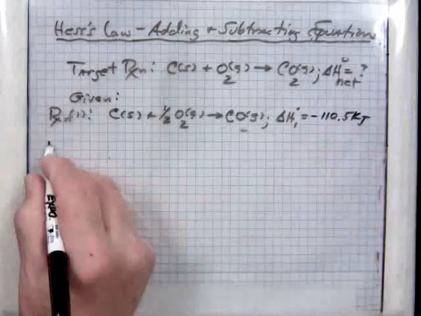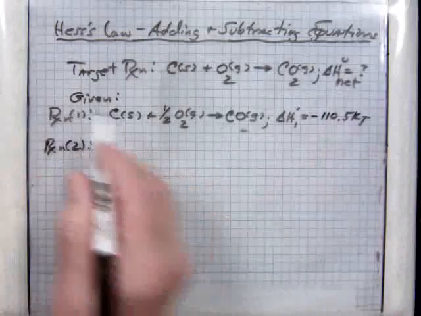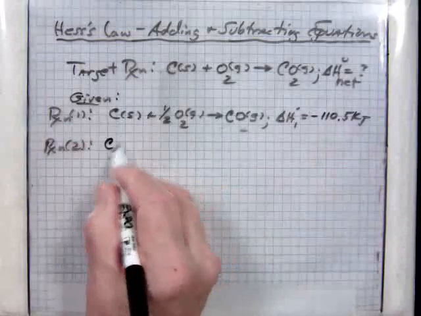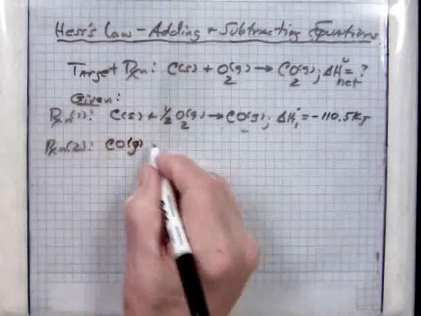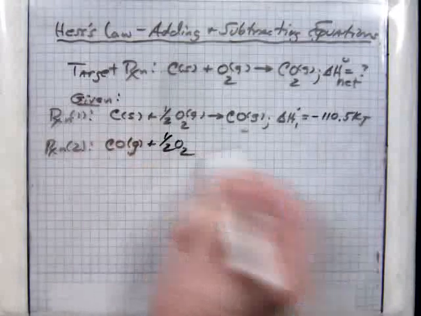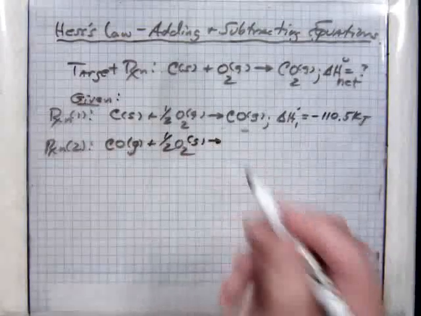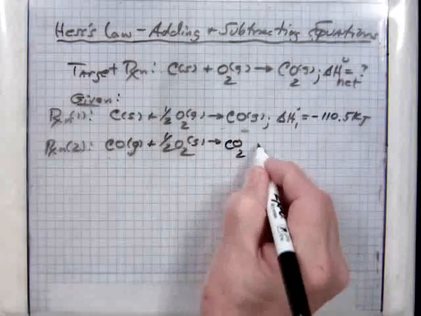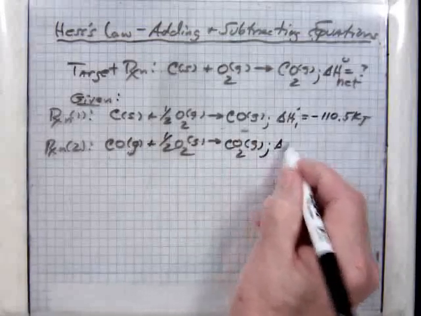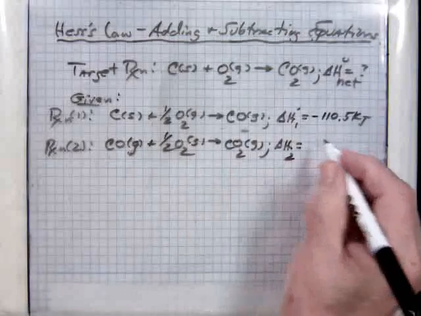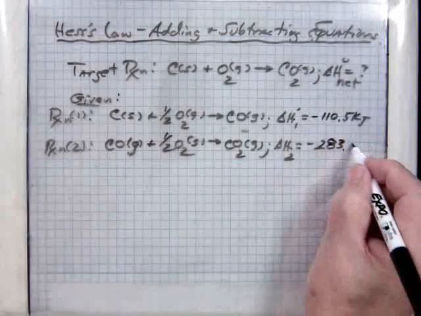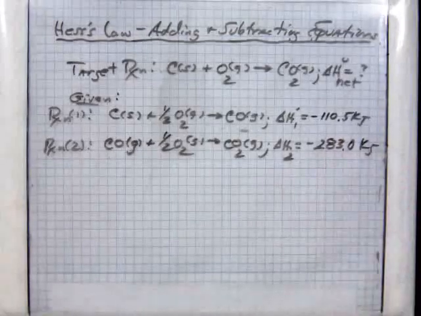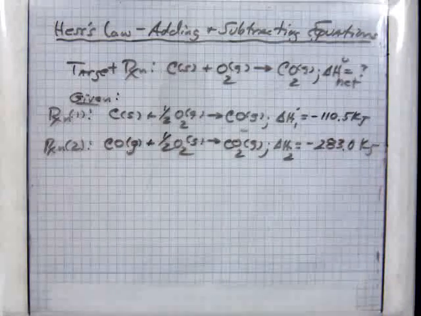Okay, and of course reaction 2 that's given is the carbon monoxide plus 1/2 O2 gas goes to the CO2 gas, and delta H2 is equal to a minus 283.0 kilojoules, like this. Now, the object is to add those two together so that you get the target reaction.